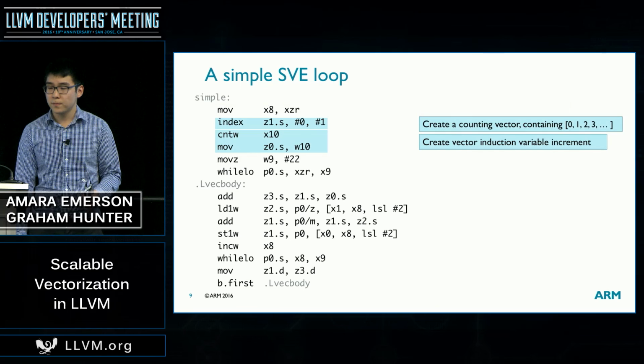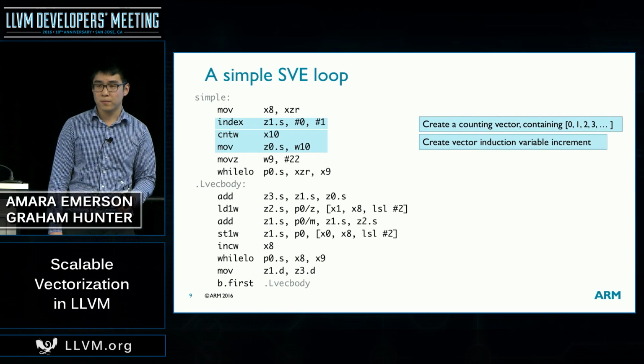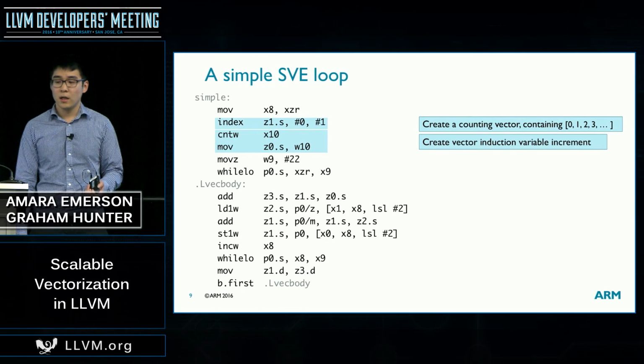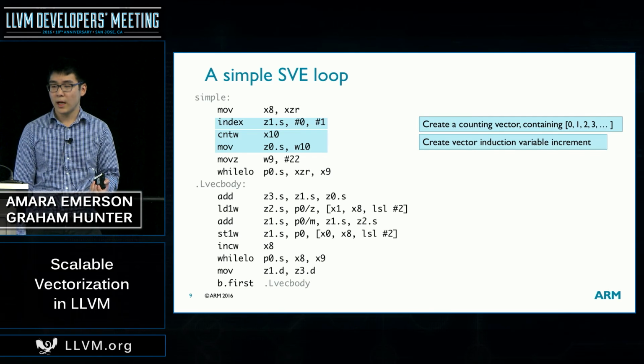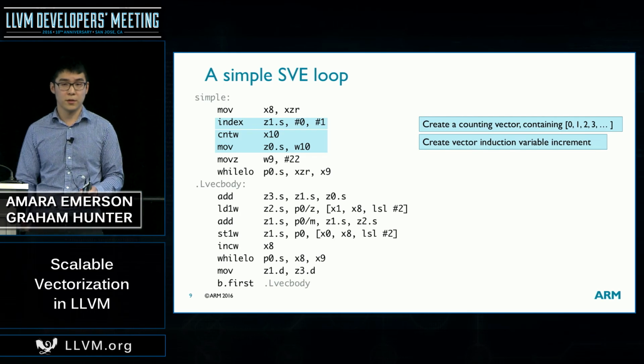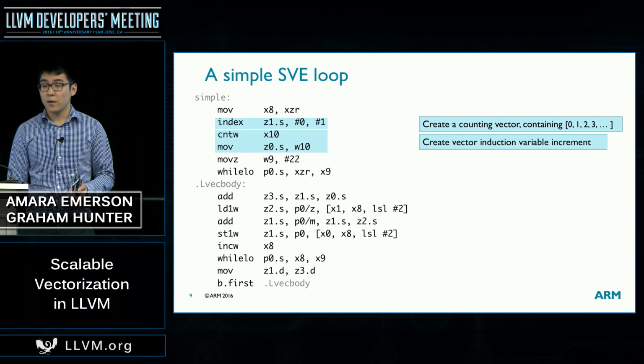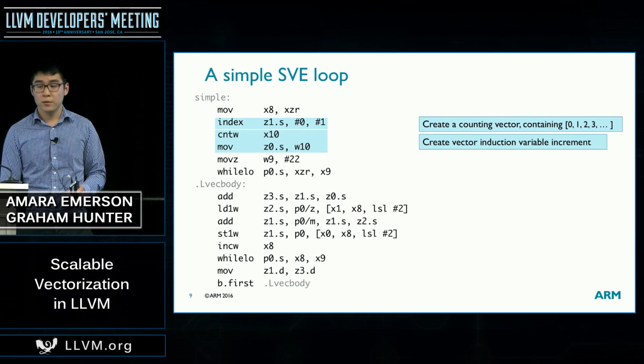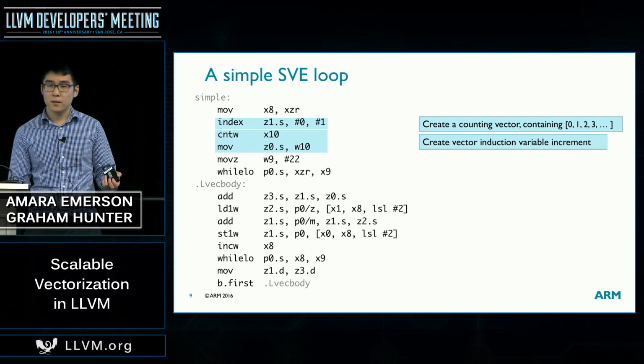The second instruction is an index instruction. This is an SVE instruction where you give it a start value and an increment, and it generates an arithmetic series and puts the result into a vector register. So this creates a counting vector, in this example going from 0, 1, 2, 3, 4, and so on until you reach your vector length. The next two lines, cntw and mov, are creating a vector induction variable initialization and an increment.